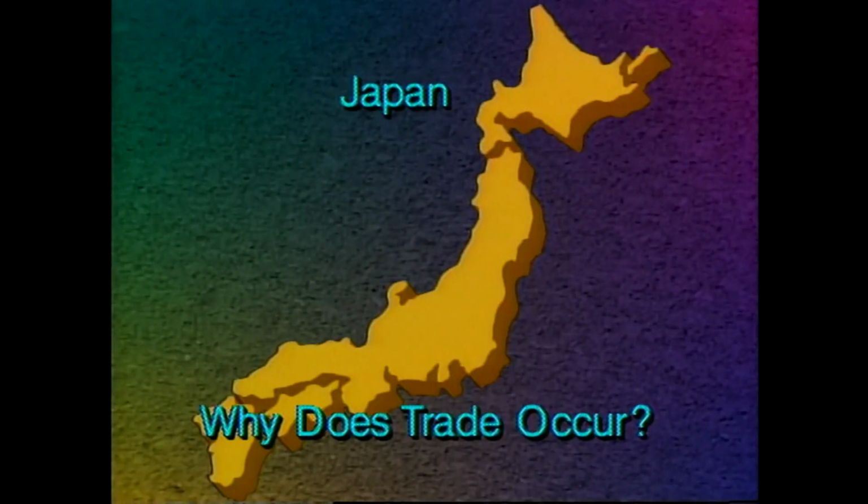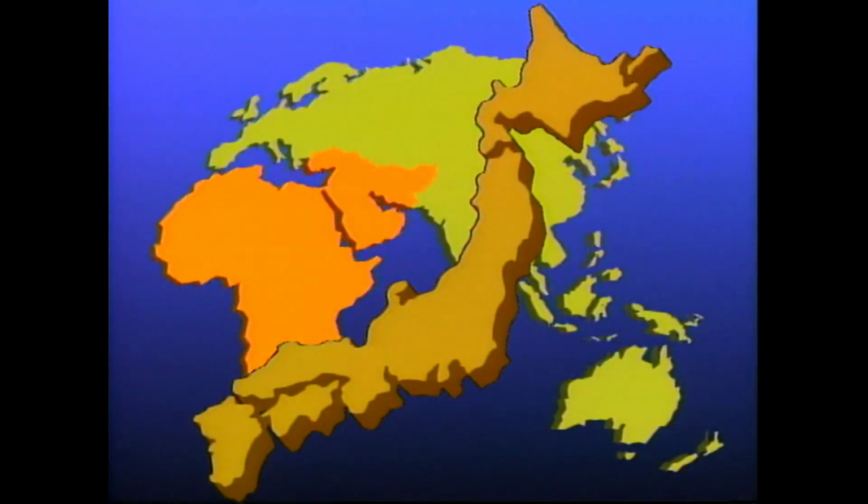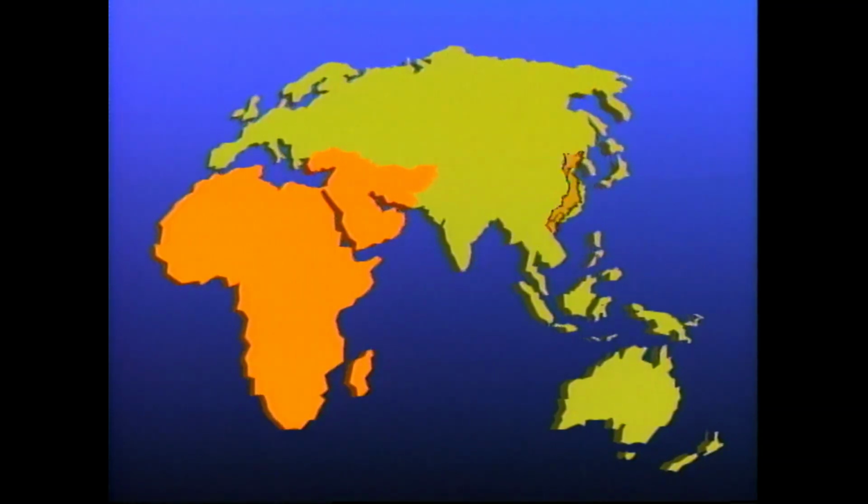We will first focus on Japan, a country located in the Eastern Hemisphere. This map shows accurate shapes and sizes of regions. Compare the sizes of Africa, Southwest Asia, and Japan. Africa is much larger than either Southwest Asia or Japan.